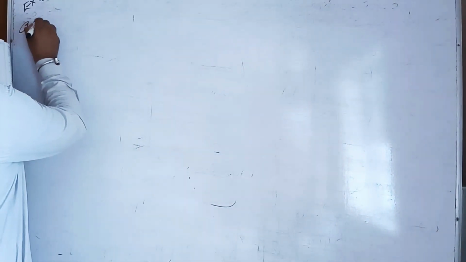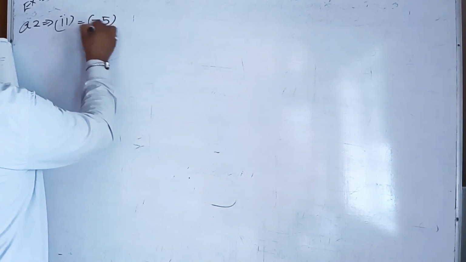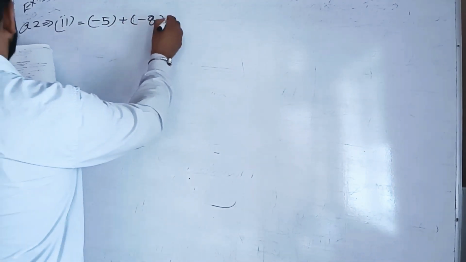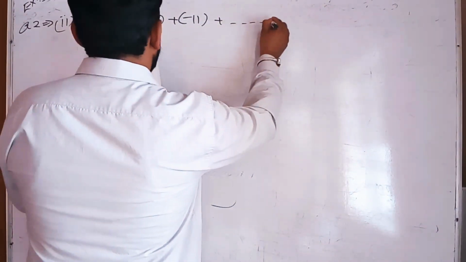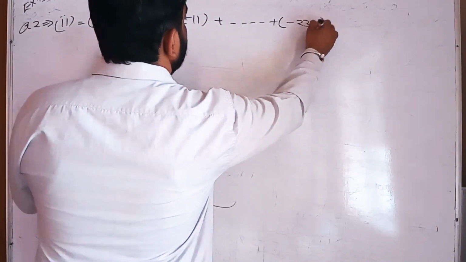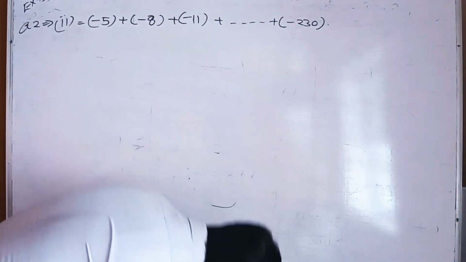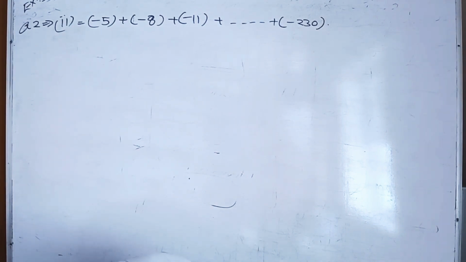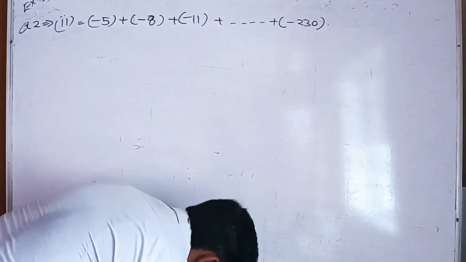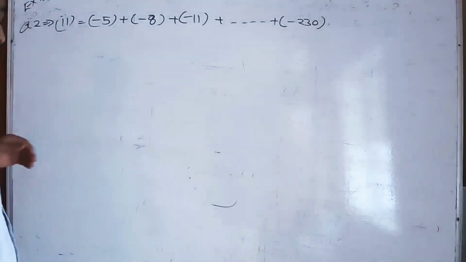We have to do question number 2, second part: -5 plus -8 plus -11 plus ... plus -230. So you have to find the sum of an AP. This is a very important exercise.